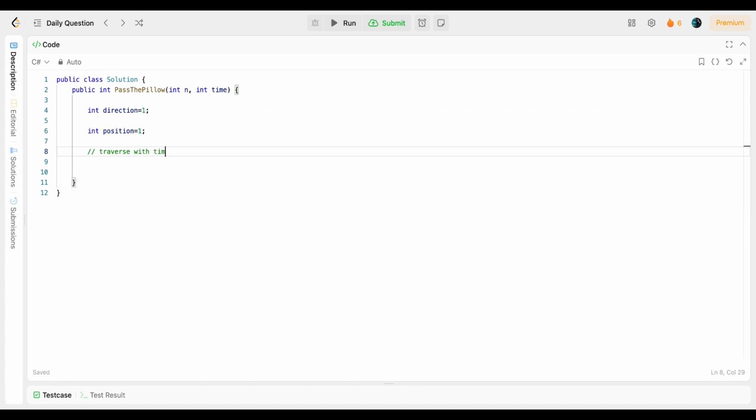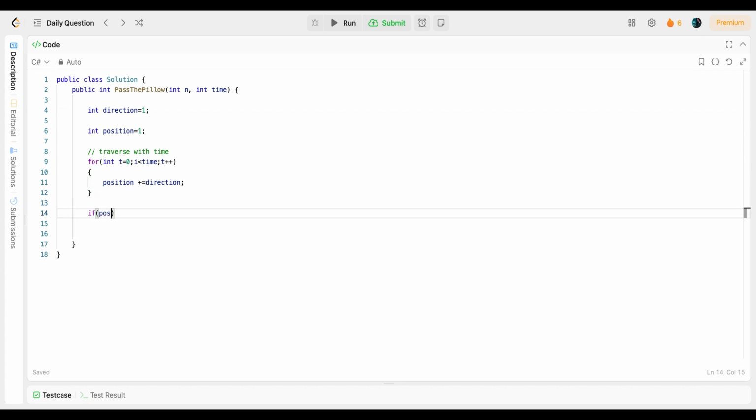So I will take the time loop where let's say t equal to 0 and t less than the time. So we will traverse till the time is available, and the position will be incremented, right? Incremented based on the direction. So if the direction is positive, then it will be incremented. If the direction is negative one, then it will be decremented.